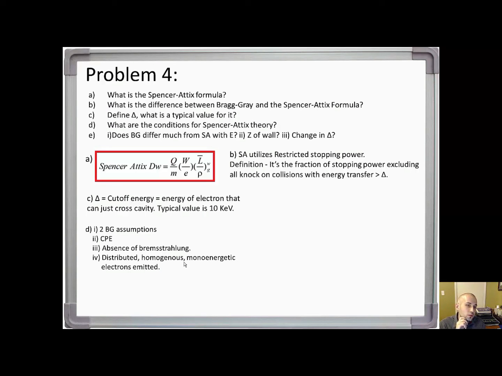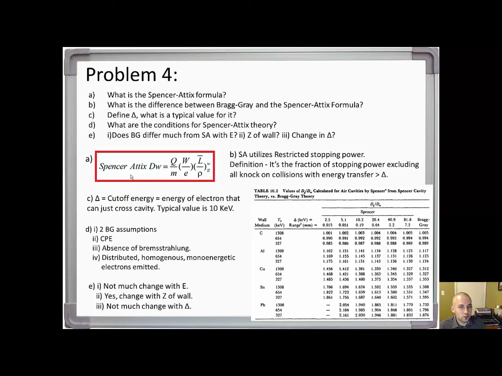emitted. So for E, essentially we have this formula here for Spencer-Haddix. We have a formula for Bragg-Gray. The only difference is this restricted stopping power. So for E, we're going to look at some different situations and see the difference between Spencer-Haddix and Bragg-Gray. How much of a difference is there in each situation? Let's go through them. So for E, does Bragg-Gray differ much from Spencer-Haddix with energy? So let's use this chart.